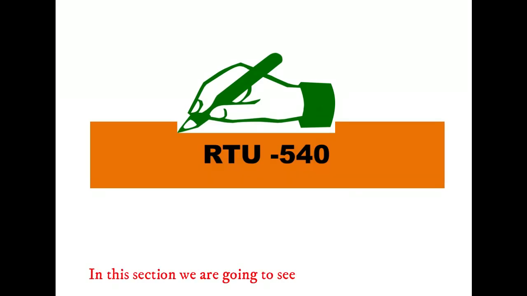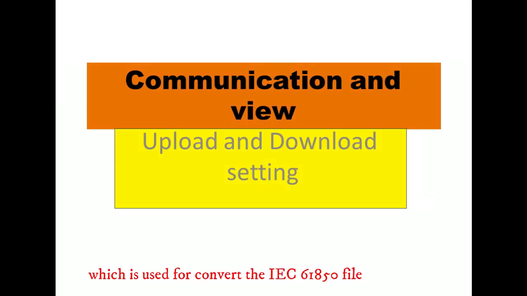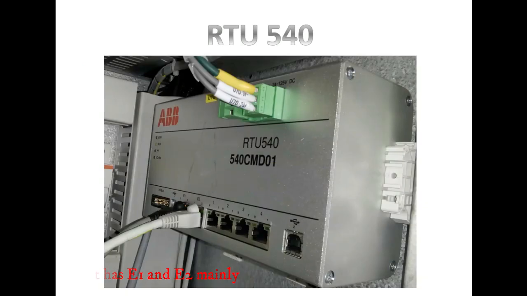In this section, we are going to see a little about how to communicate with RTU 540. It is a device which is used for converting the IEC 61850 network into Modbus or Profibus system. It has E1 and E2 mainly and an Ethernet hub. E1 is connected with the IEC network and E2 is connected with the Modbus system.